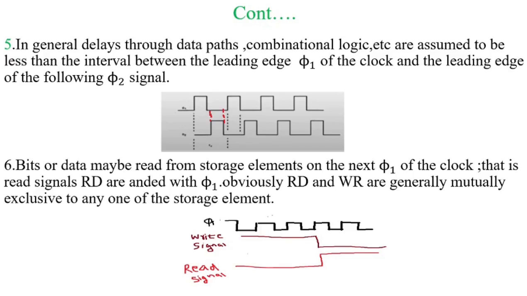For example, in this figure, this is the clock signal phi 1. With the help of this write signal, the data is stored in that particular memory address location. After storing this data, we read from that same memory address location. Therefore, we use the read signal. And here, this write signal and read signal are mutually exclusive events. It means that at the same time, these two signals are not performing operations.